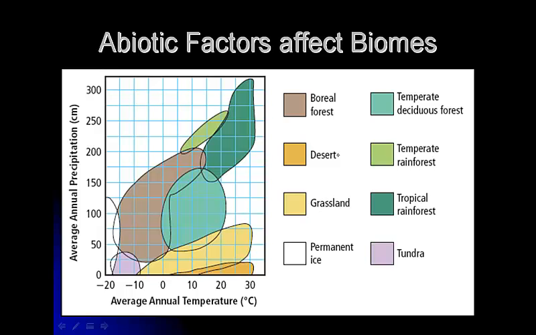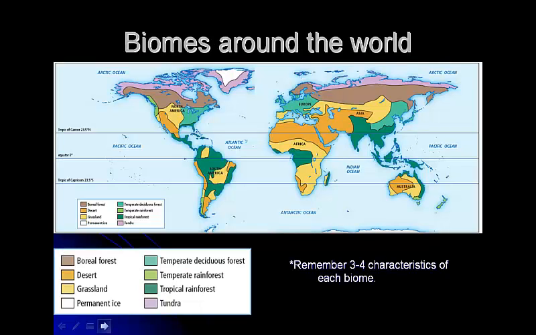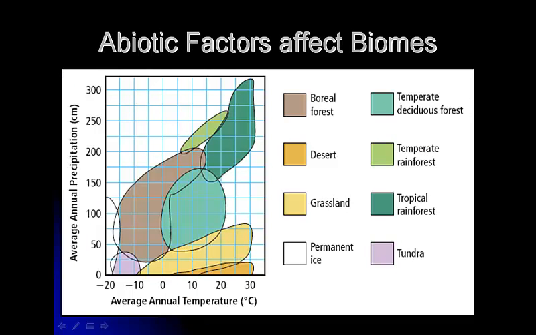Please review the 8 biomes and remember 3 to 4 characteristics such as the type of plants and animals found, the amount of precipitation, the average temperatures. You don't have to specifically remember numbers, just hot, temperate, or cold. And perhaps one other interesting fact about the biome.